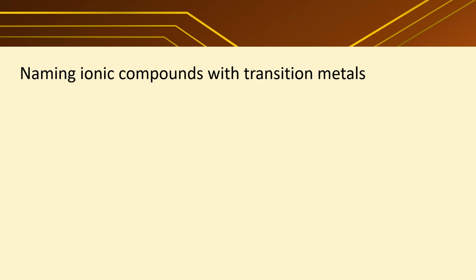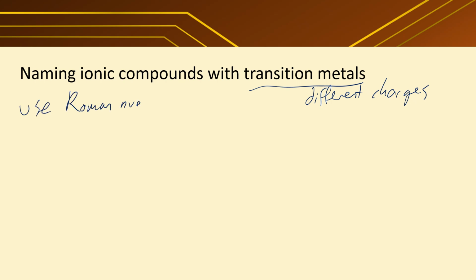Now, if you have a compound with a transition metal, it's a little bit different. Transition metals can have different charges based on the compound. And so we have to use what it's attached to state what the charge is. So we're going to use Roman numerals to give the charge on the element because they have different charges.